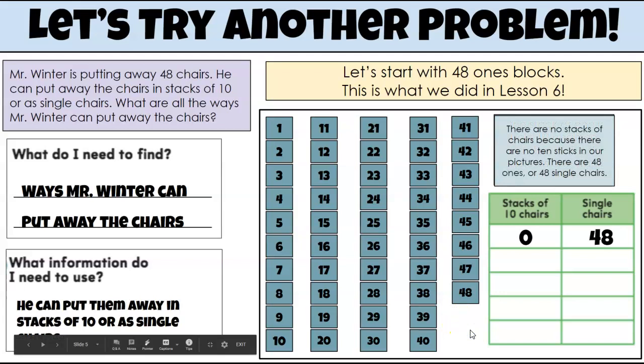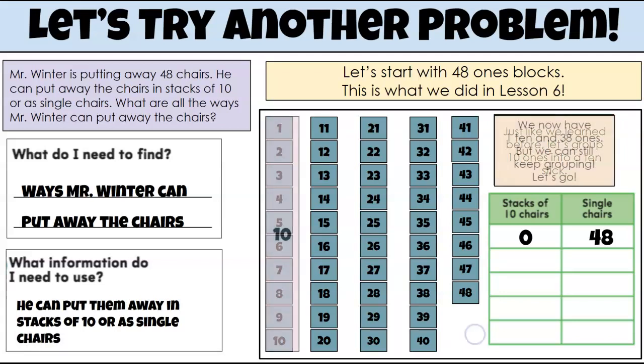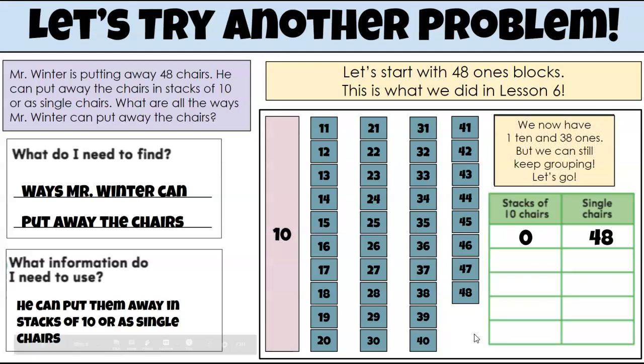So we know that we have 48 single chairs. We know that right off, so we can fill in our chart with 0 stacks of 10 chairs and 48 single chairs. And then remember, we're going to make a group of 10 just like before. So I'm going to put those together. You can always draw a line down to connect it to help show you, because this is just for practice. So now I have one group of 10, and how many ones do I have? I have 38 ones.